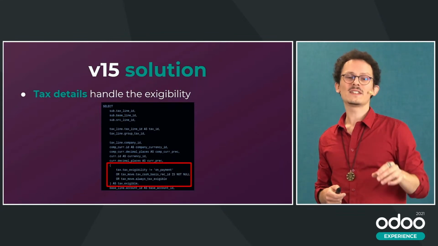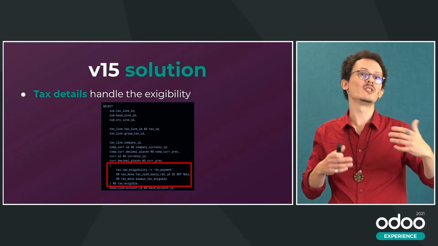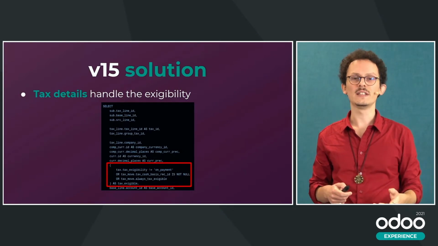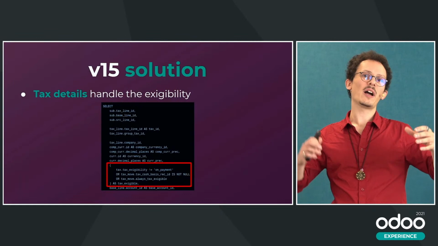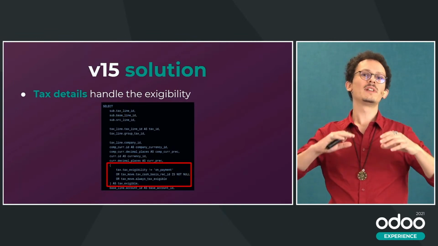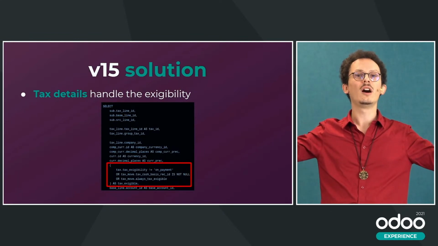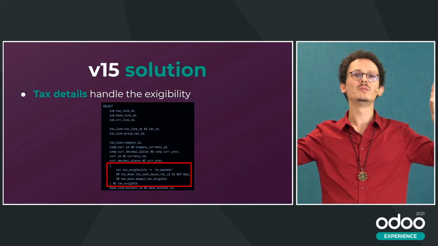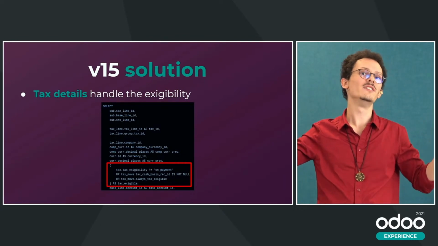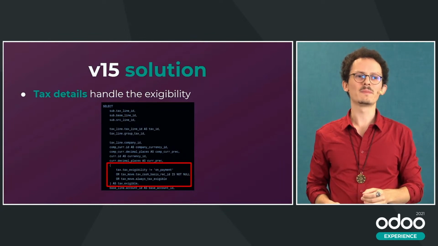And you can see that this tax details query is handling exigibility with a distinct column in the result that it is giving. Essentially, when you have combined taxes, so cash basis and a non-cash basis one, for the tax details, it will return two distinct amounts. One will be tax exigible, the other one will be non-tax exigible. And with this, we can make everything work properly.